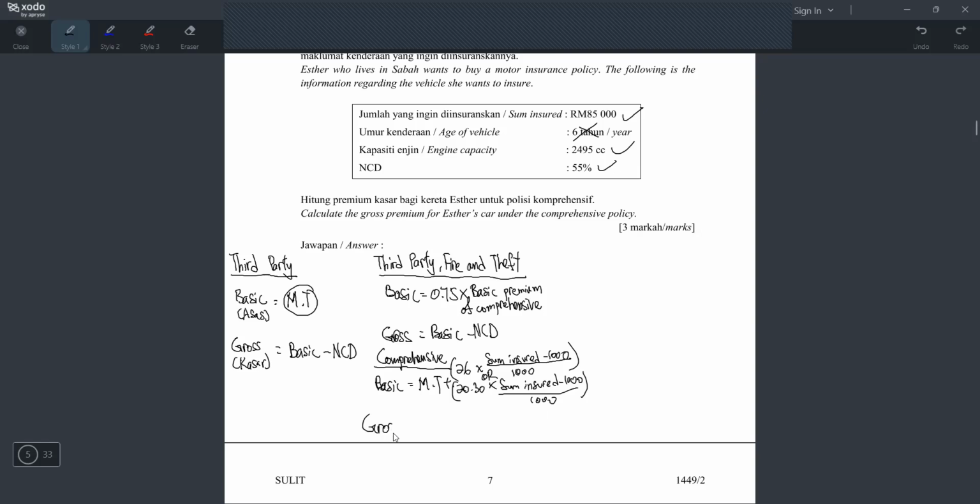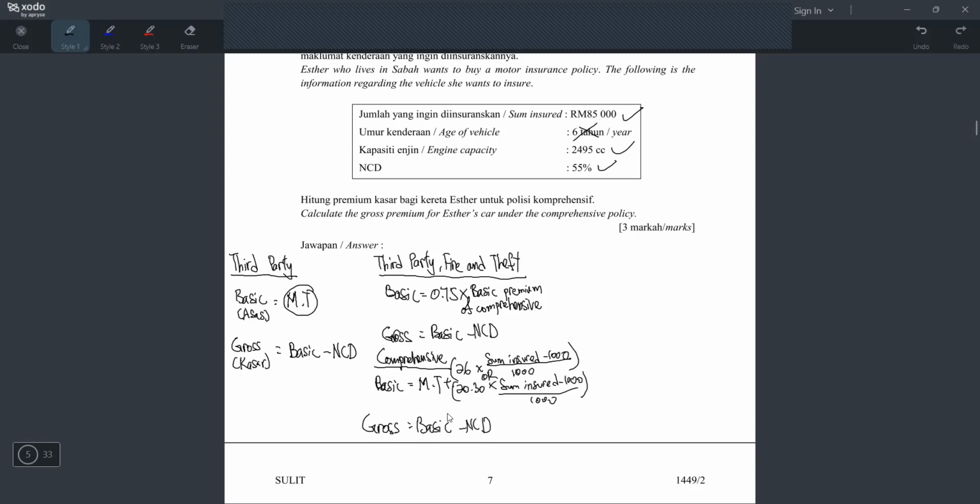Okay, finally, how to get the gross premium for comprehensive? Just take your basic premium minus NCD. It means whatever answer you get here, after you clear all this, you clear the basic premium and then tolak NCD, then you get your gross premium. Okay. So it means finding gross premium is very straightforward, right? Finding gross premium is just to take the basic premium tolak NCD.